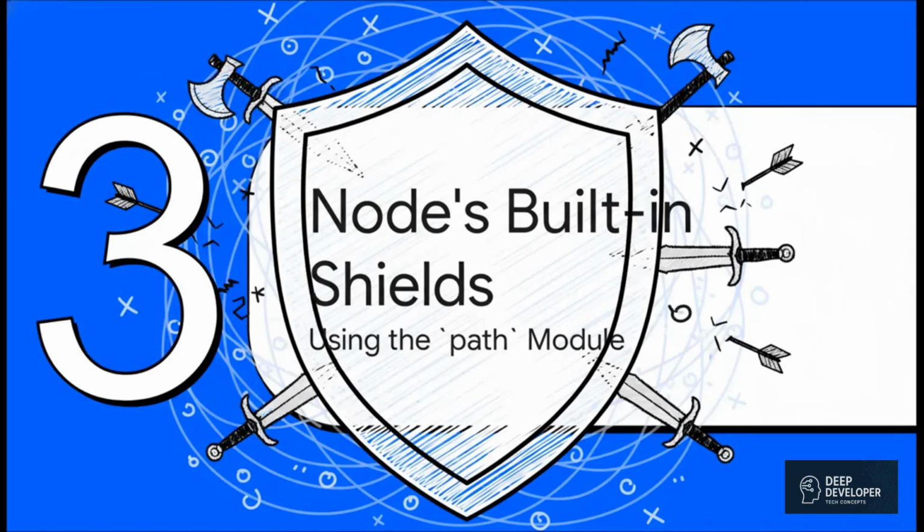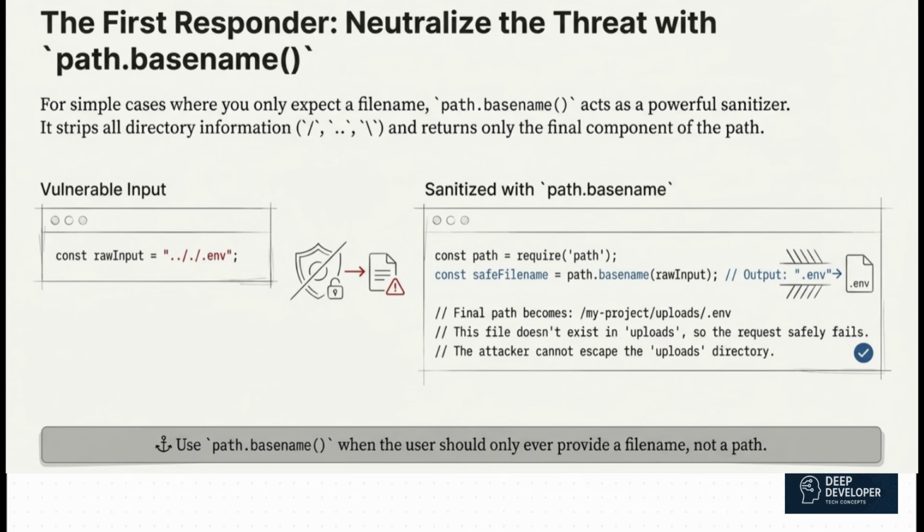Okay, that was pretty scary, right? But here's the good news, and it's really good news. We don't have to invent a solution from scratch. Node.js itself gives us the perfect tools to shut this down completely. We're talking about the built-in path module. It's going to be our best friend here. And you're not going to believe how simple the fix is.